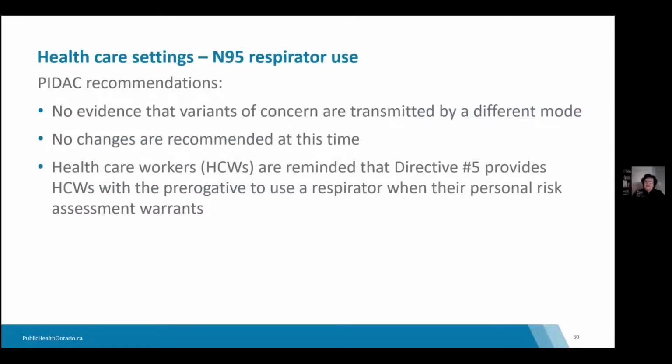So on the next slide, the PIDAC recommendations then are that because there's no evidence that variants of concern are transmitted in a different mode, they are not recommending any changes at this time for N95 respirator use. And we also want to note that healthcare workers are reminded that Directive number 5 actually provides a healthcare worker with the prerogative to use a respirator when their personal risk assessment warrants this.